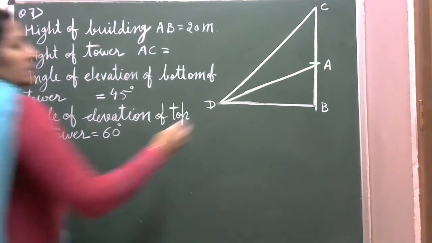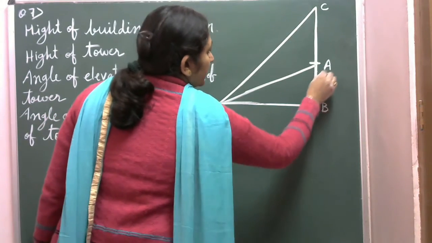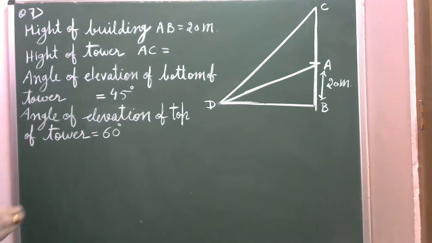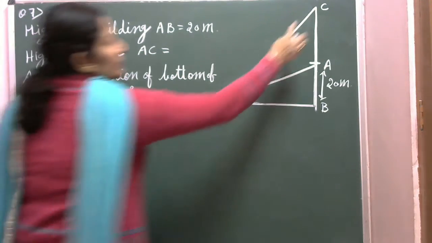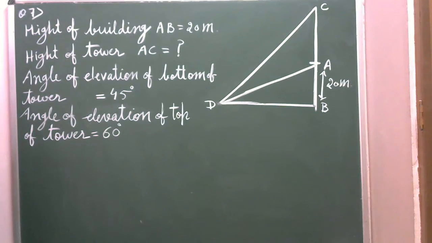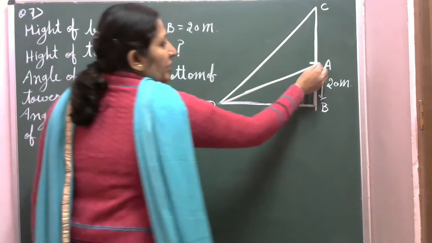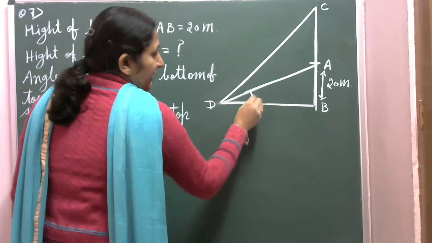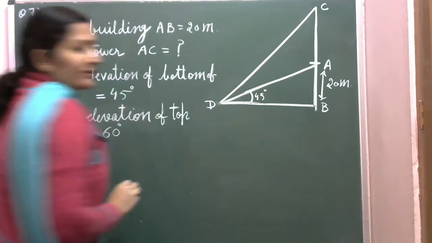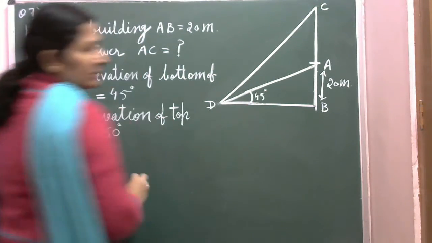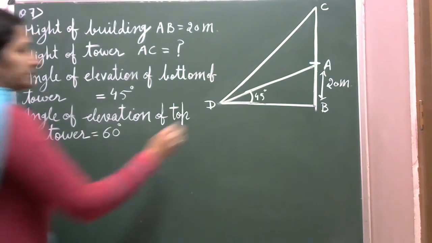So here the building is AB. Height of the building is 20 meter, AB, it is given to you. Height of the tower is, this one is the tower AC. You have to find out this height. Angle of elevation of bottom of the tower. This is the bottom of the tower. From here its angle of elevation, this angle is 45 degree. You have this angle ADB is 45 degree. Clear?